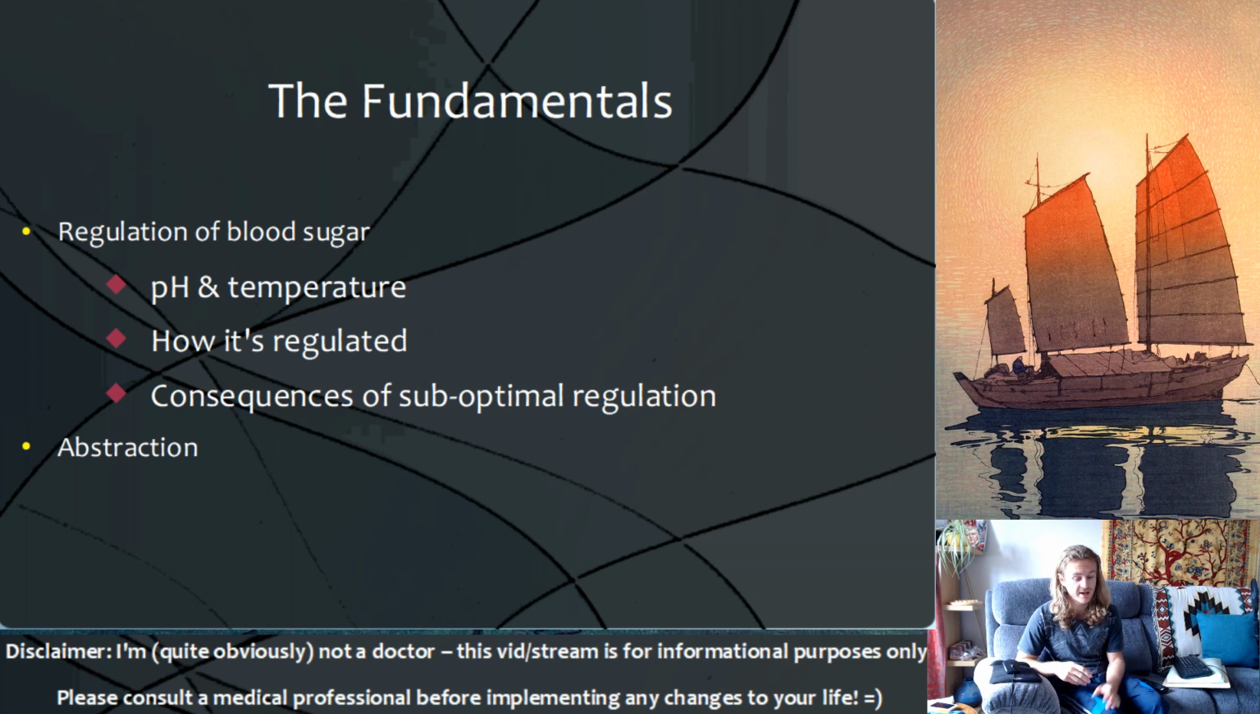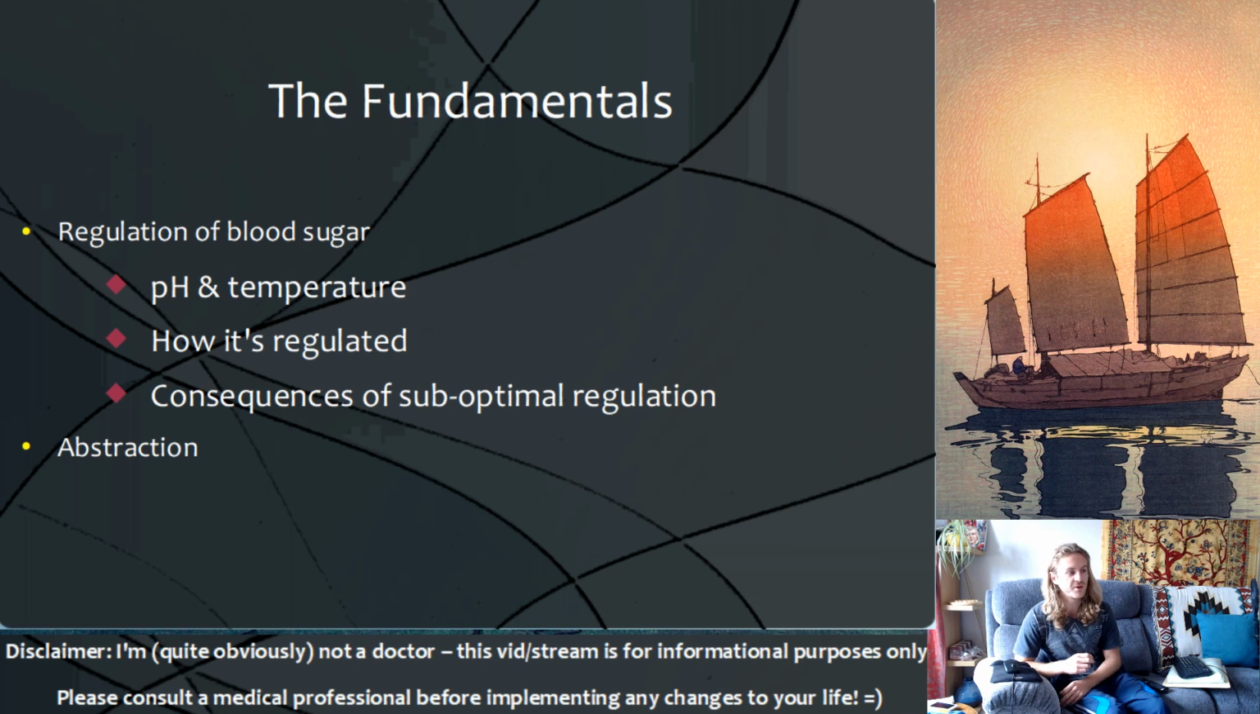How it's regulated: our pancreas pumps out a hormone called insulin. Insulin allows sugar to be transported from the blood into the cells and tissues for use as energy. Diabetes manifests in different ways, which I'll get into in just a moment. But the consequences of suboptimal regulation can be very severe. It all depends on how suboptimally we're regulating blood sugar, and I'll cover that in a separate slide in a moment.